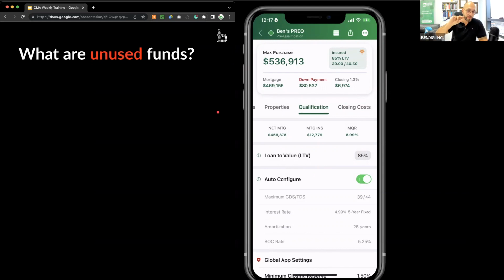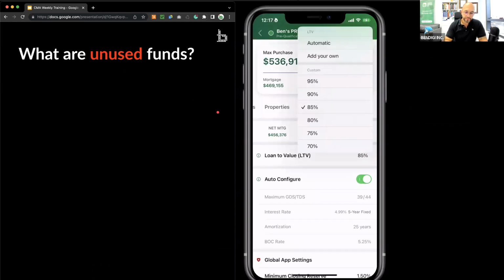However, we're going to switch up the algorithm completely, and we're going to say, hey, I want this LTV. So don't tell me what the max purchase price is. Tell me exactly what the purchase price is with a specific LTV. So this tool here configures itself to use a completely different algorithm.